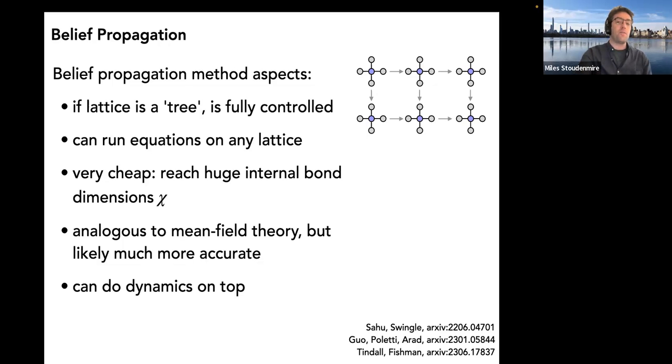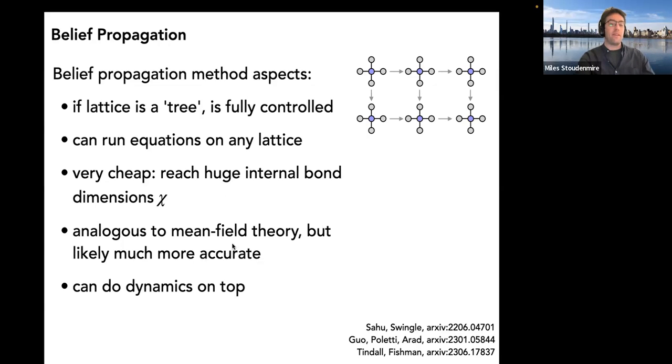The other thing is you can always run these message passing equations on any lattice, even if it has loops. You can still do it. It's a well-known idea from the spin glass field. It's a very old idea, actually. And it's very cheap because you're just passing these small vectors around. So we can push the internal bond dimension of the tensor network very high. And at least the state we're holding could capture very complex correlations and lots of entanglement, even though when we go to compute properties, we do it in this approximate message passing way.